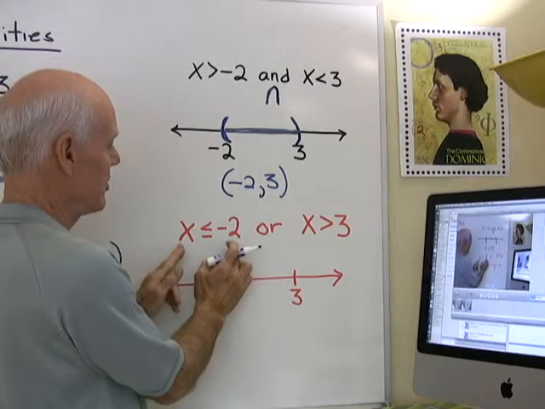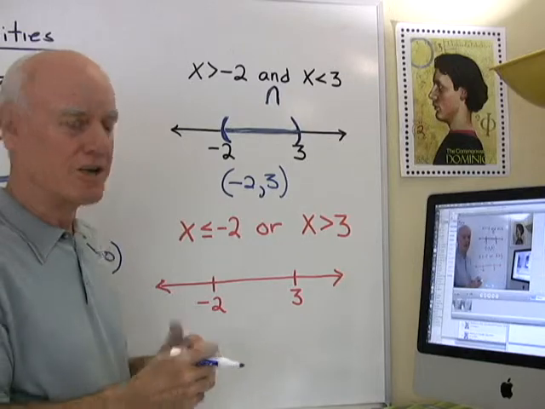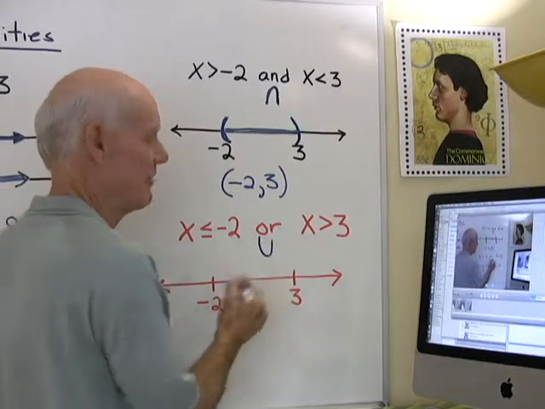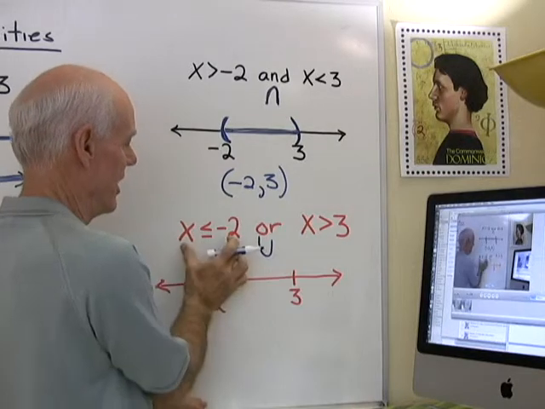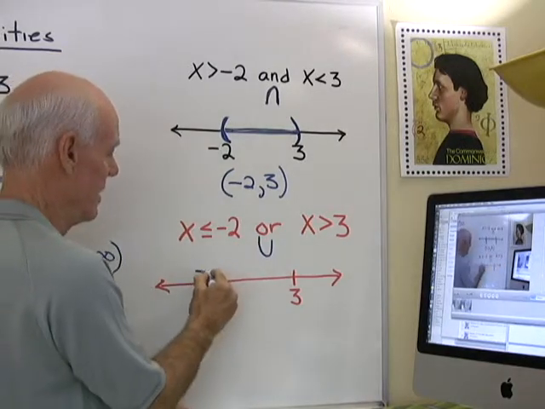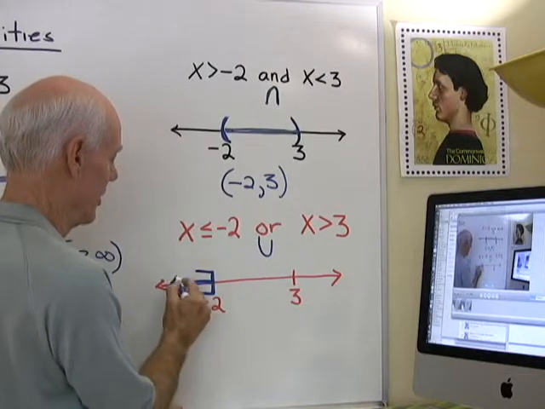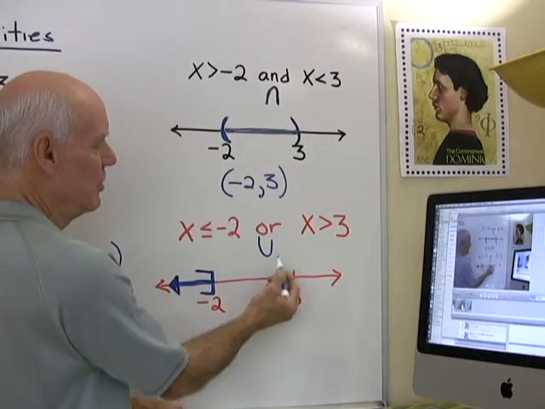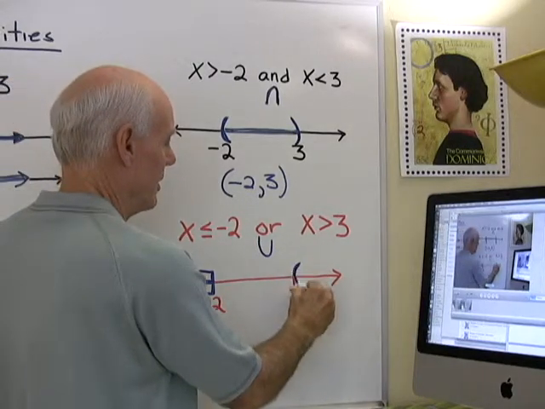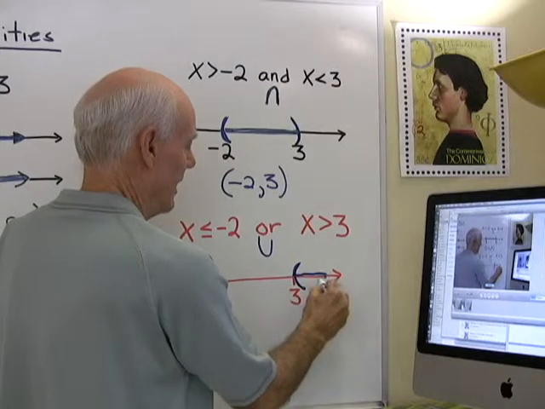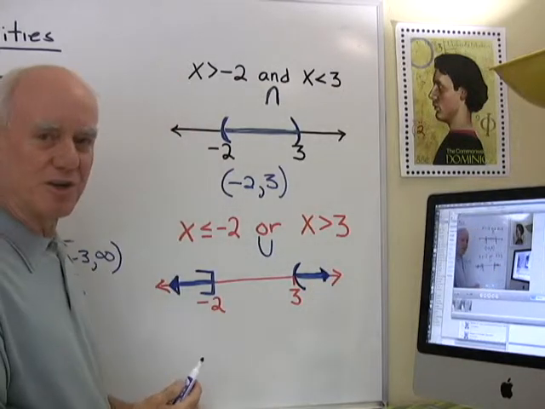What if we have x is less than or equal to -2 or x is greater than 3? So now we have the union of two sets, so we want everything that does this or does this. So x is less than or equal to -2. I'm going to draw my bracket like this. That inequality goes in this direction. Union with x greater than 3, so that's going to be open parenthesis right there, and the inequality goes in that direction. So how do we write this with interval notation?